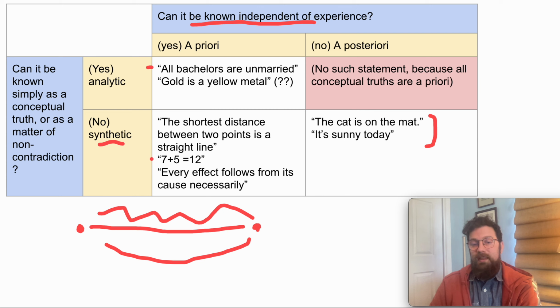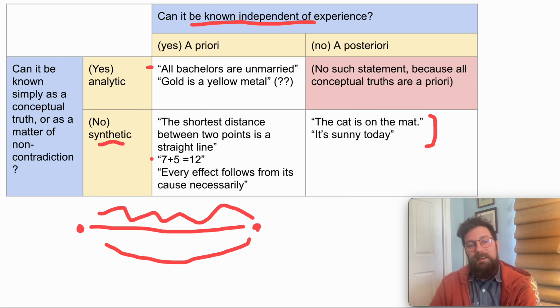But he's going to say that 12ness is not built into the concept of 7 coming together with 5. And in this way, Kant thinks that there is no necessary conceptual connection, even though there is a necessary connection between these two statements.